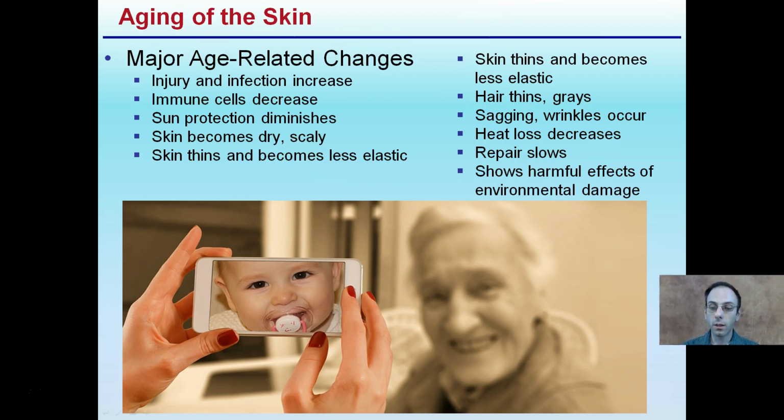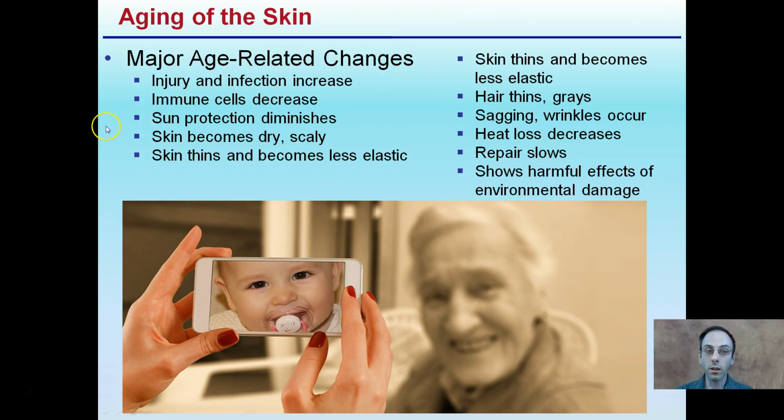Looking at the aging of the skin, here are some of the major age-related changes that occur. Again, a long list here, and sadly none of them really great. Everything from injury and infections increasing, the immune system starting to decrease, sun protection diminishing because, again, the skin is getting thinner, and also drier skin. Less elasticity, less resilience, heat loss decreases, it's slow to repair, and basically it shows the harmful effects of environmental damage over time. So sadly, these are all not good things that occur. This is just one of your body's abilities to provide a barrier, and again, that decreases as you age.